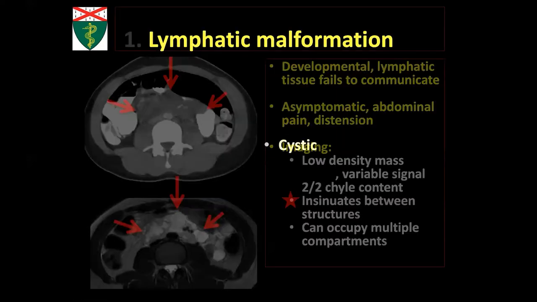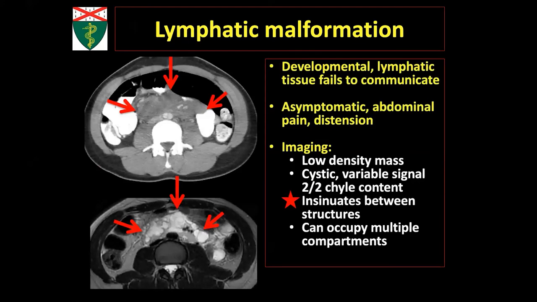So lymphatic malformation, we do see these from time to time. It's a developmental abnormality where the lymphatic tissue fails to communicate. And it results in these low density masses that are cystic, but they may have some variable signal in MR imaging due to the chyle content. It can have fluid levels within them. One of the key features is that it sort of insinuates between multiple structures and multiple compartments.